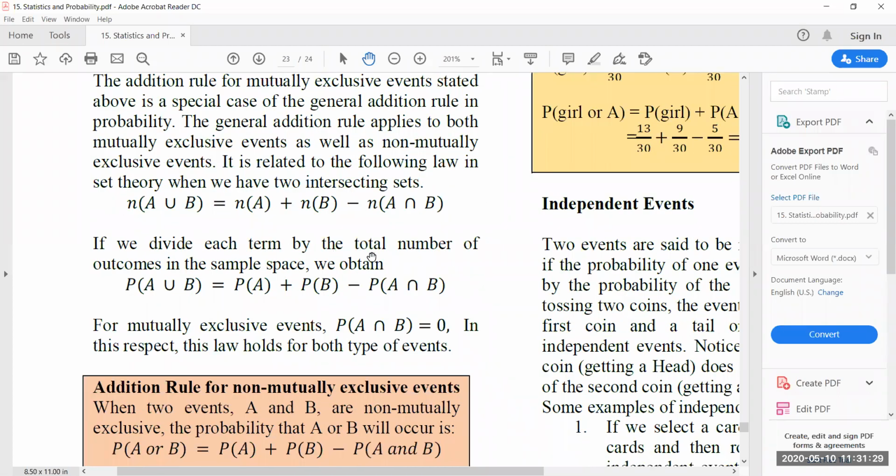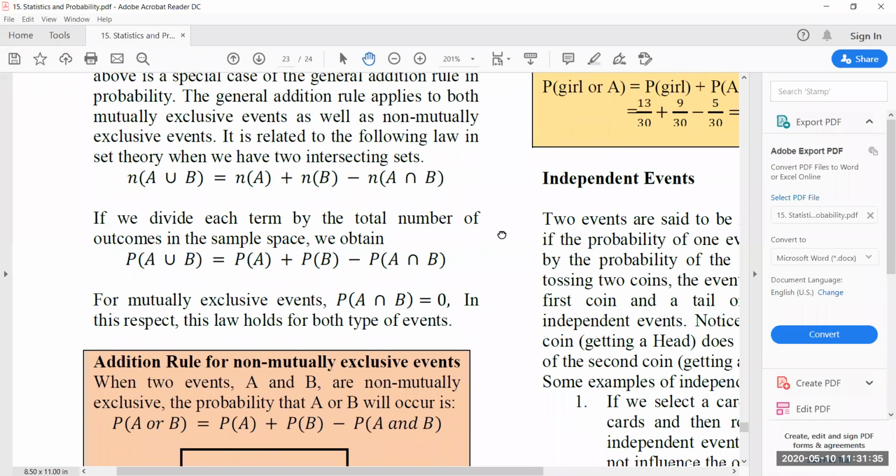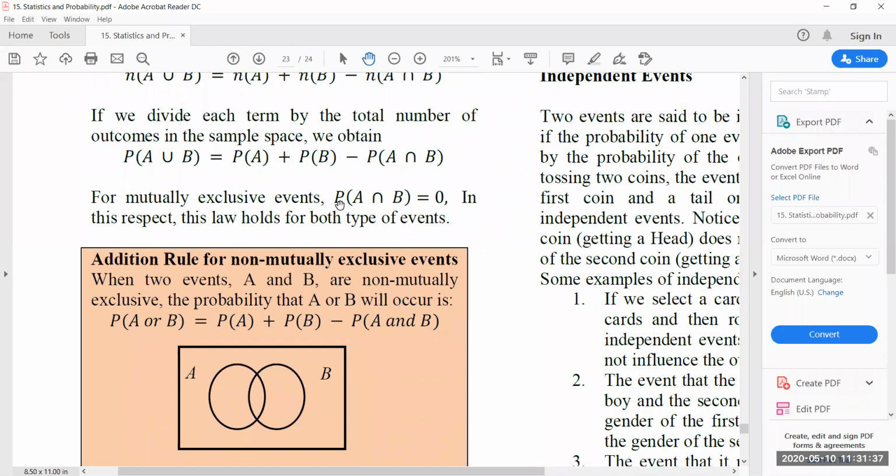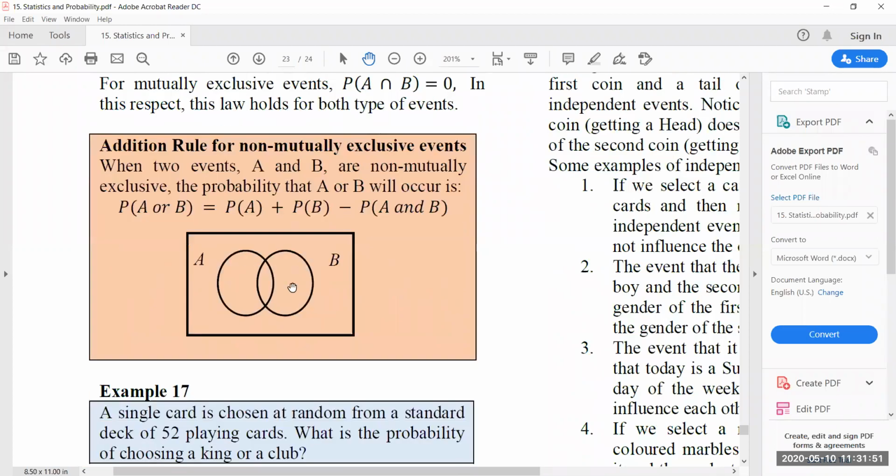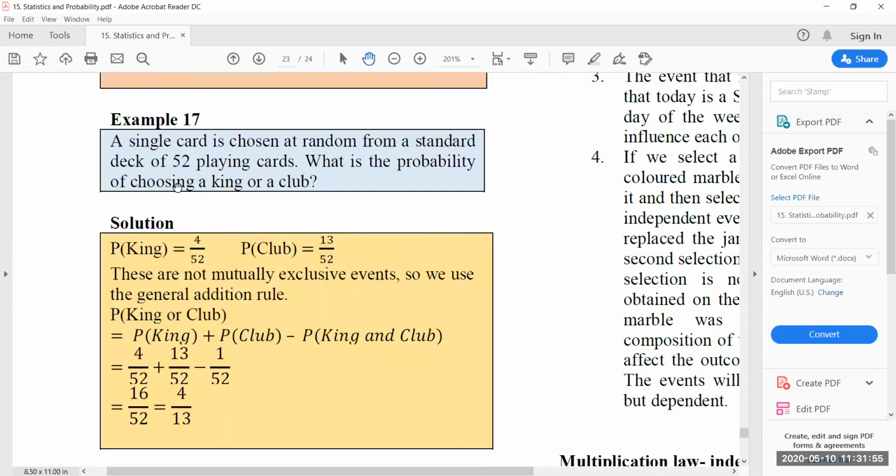If we divide each term by the total number of outcomes in the sample space, we obtain the exact same thing here. For mutually exclusive events, P of the intersection of A and B is equal to 0. In this respect, the law holds for both types of events. That's when there's an intersection occurring here. Okay? So let's see how we're using this law.